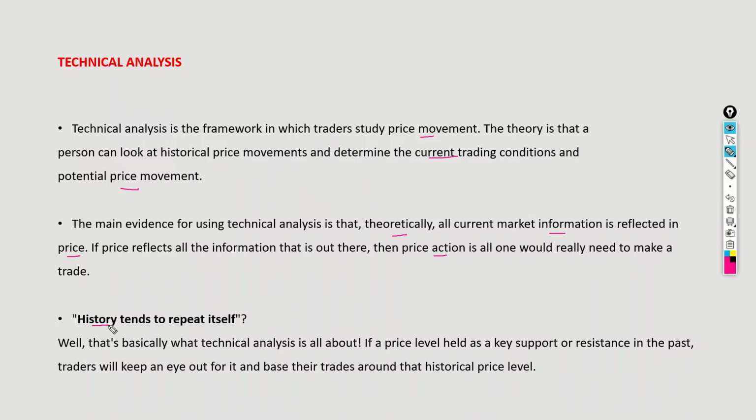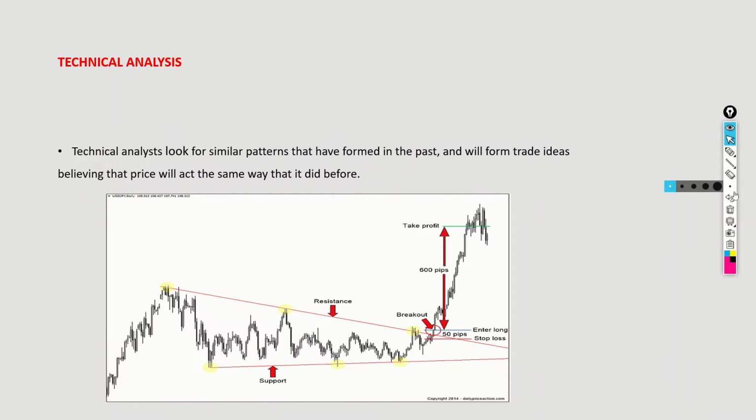I want you to note that history tends to repeat itself. Basically, what technical analysis is all about is that if a price level held as a key support or resistance in the past, traders will keep an eye out for it and base their trades around that historical price level. Technical analysts look for similar patterns that have formed in the past and form trade ideas, believing that price will act the same way it did before.